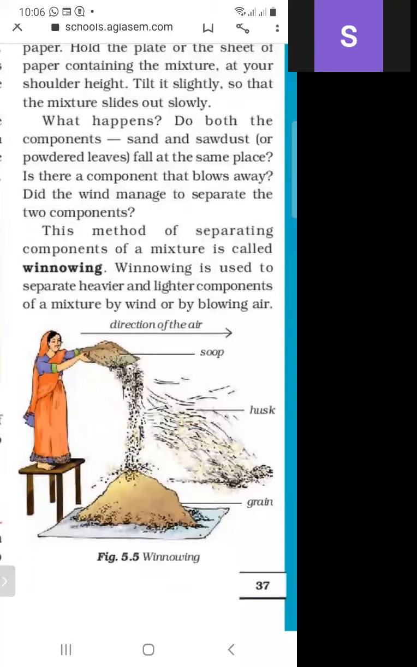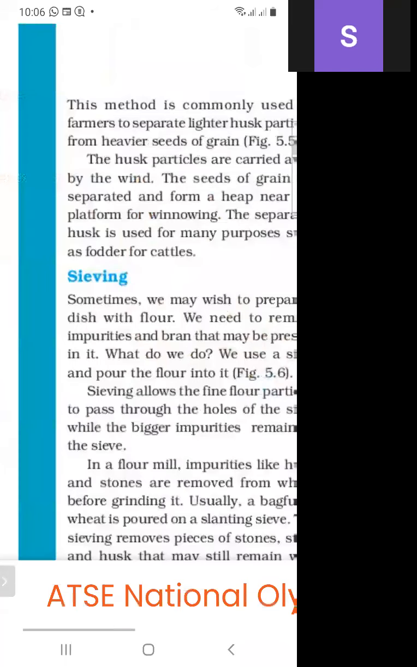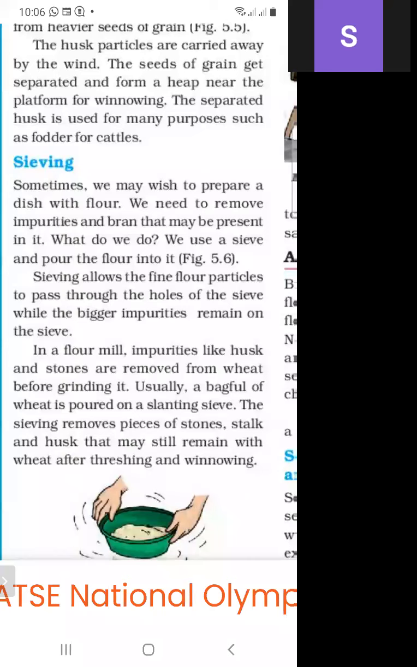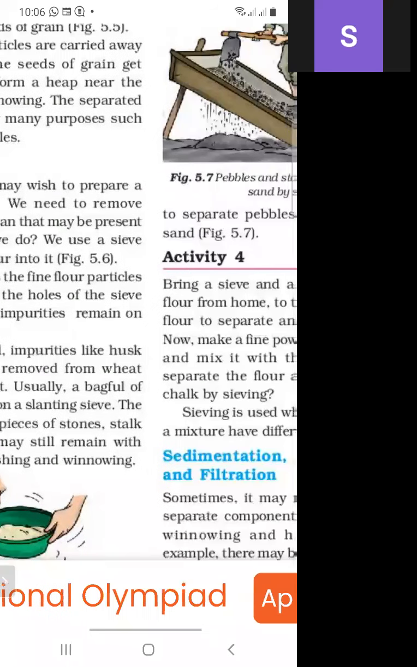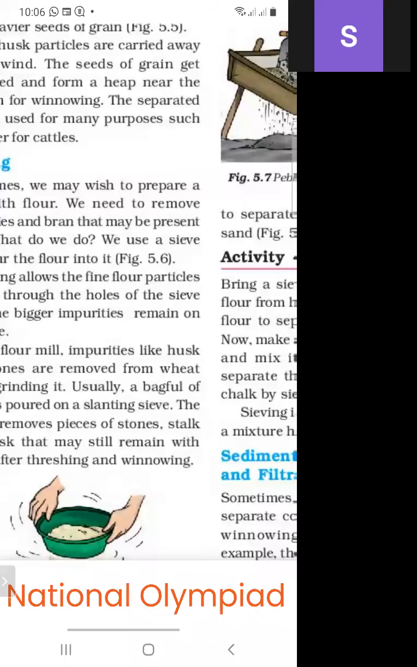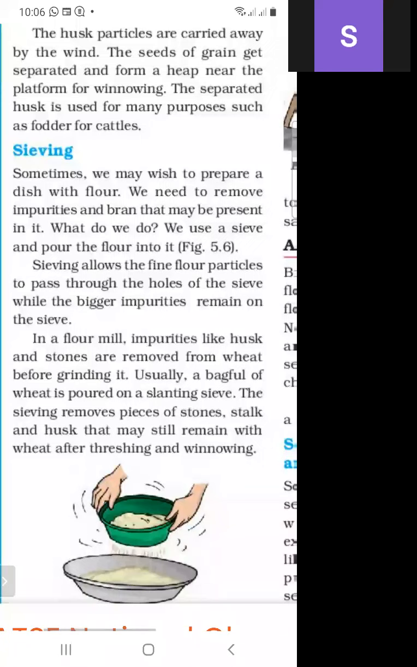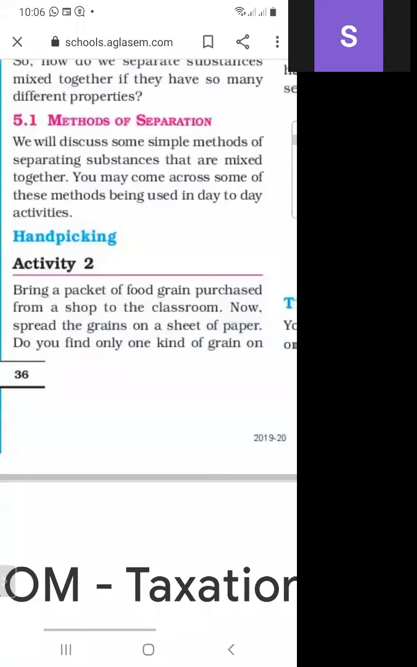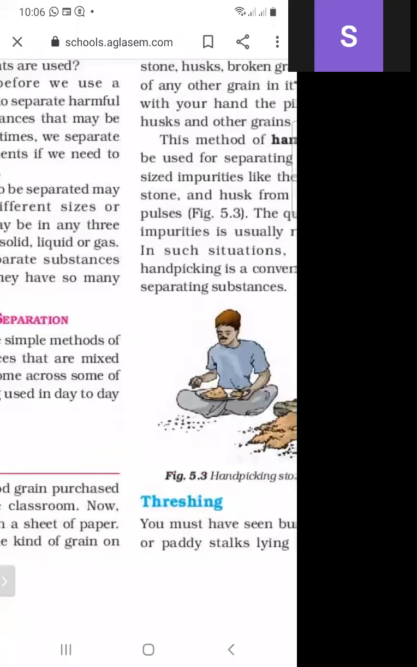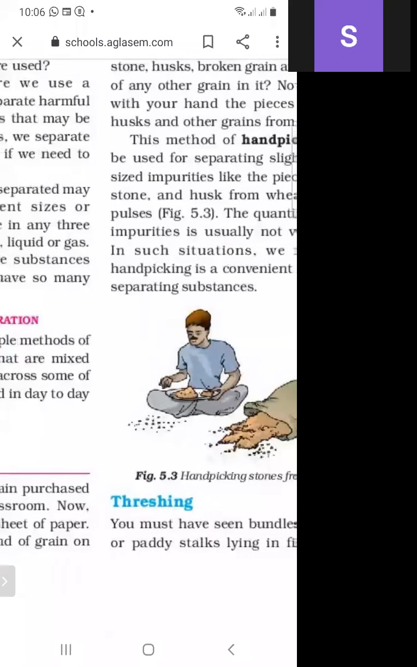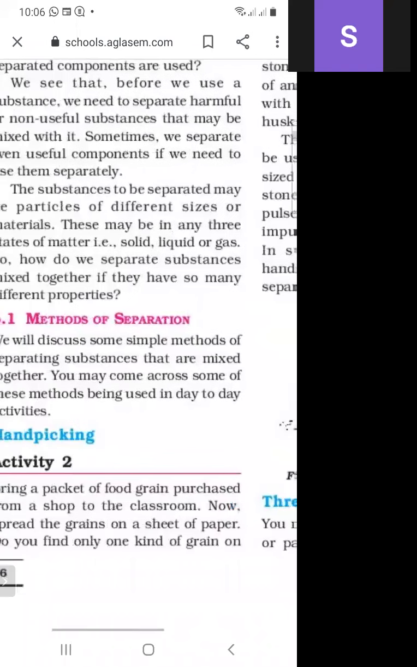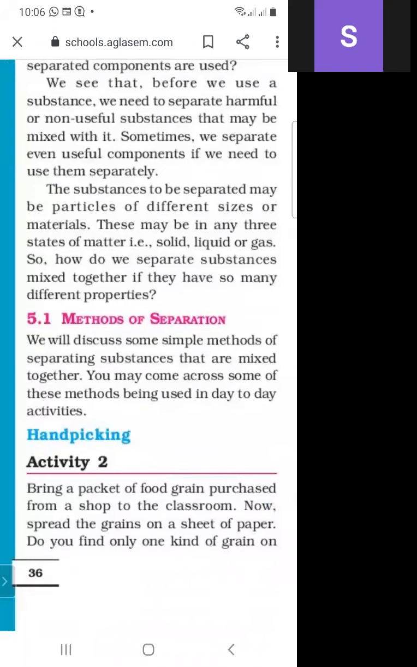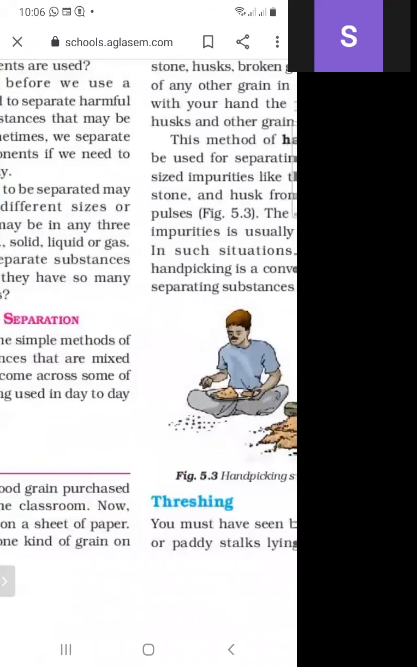The next process is sieving. In the next lecture, we will discuss sieving, and also sedimentation, filtration, and decantation. So you have to remember these methods of separation: first hand picking, then threshing.